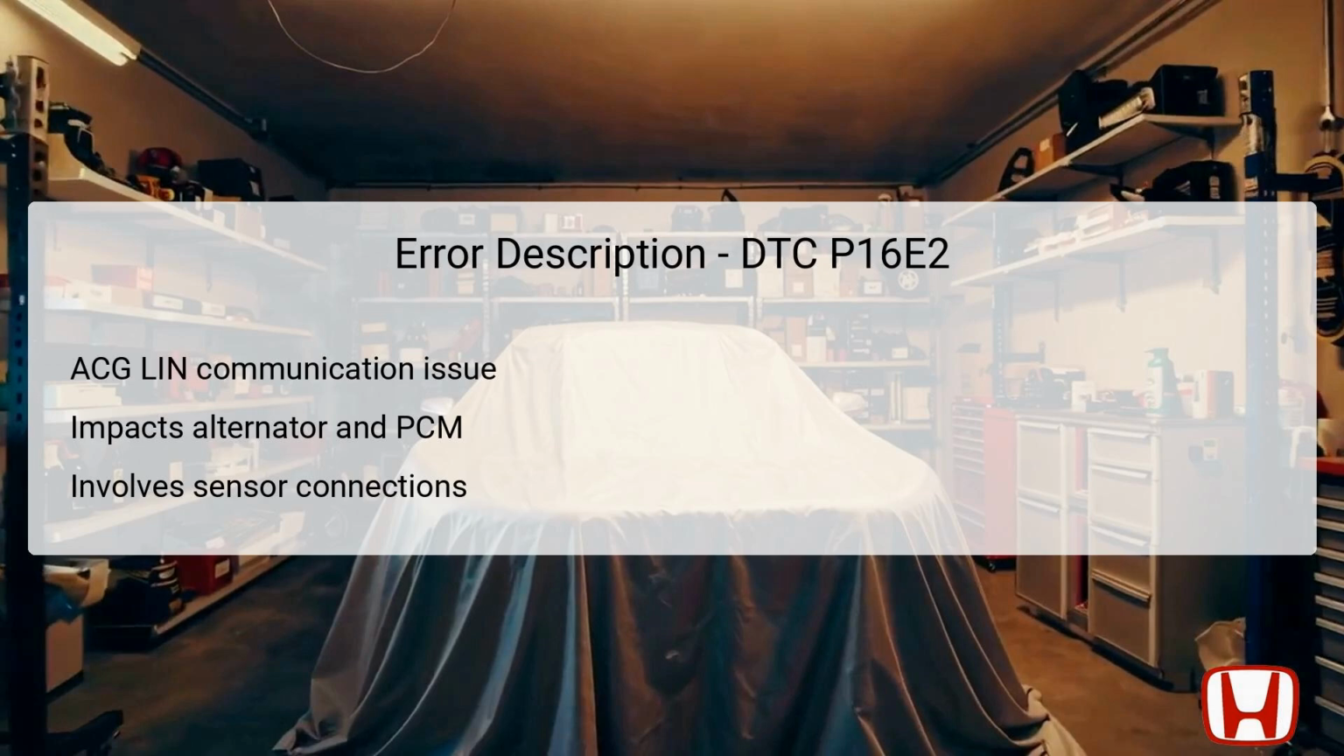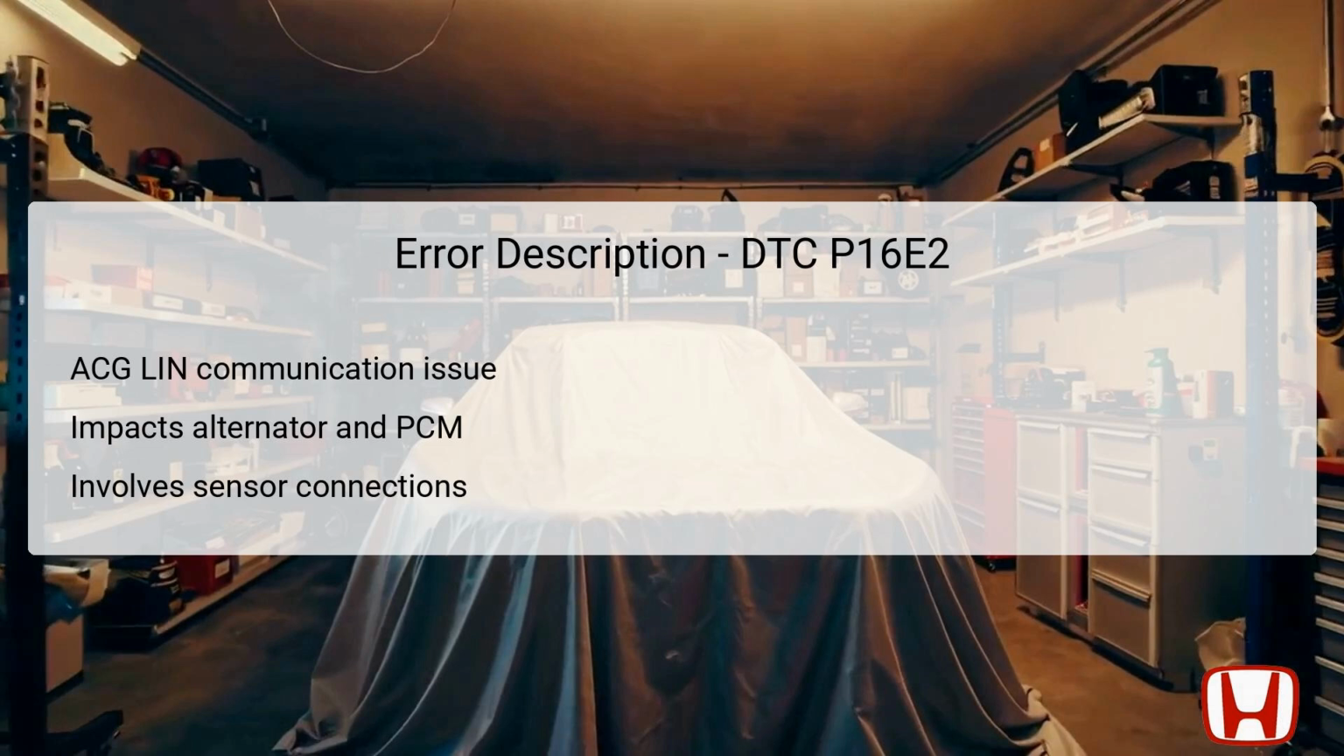The DTC P16E2 indicates a communication issue pertaining to the PGM-FI-ACG LIN network, implicating several key components. The alternator is responsible for charging the vehicle's battery and powering electrical systems when the engine is running. The Powertrain Control Module, or PCM, manages engine functions and communicates with other systems to ensure efficient vehicle operation. In this instance, if there is a breakdown in communication between the alternator and the PCM via the LIN, it can lead to performance issues or even electrical failures.